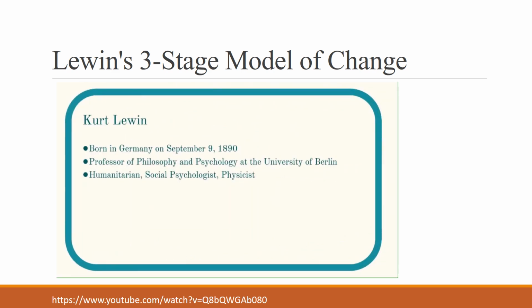Lewin was born in Germany in 1890 and began his education and studies there. He served as a soldier in World War I, but was wounded and returned to Germany, obtaining his doctorate from the University of Berlin in 1916. During his doctoral research, Lewin became increasingly interested in philosophical science, Gestalt psychology, and group dynamics.